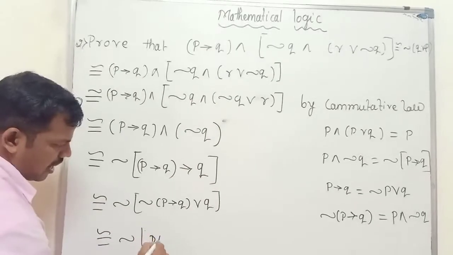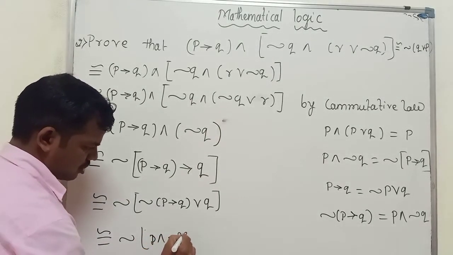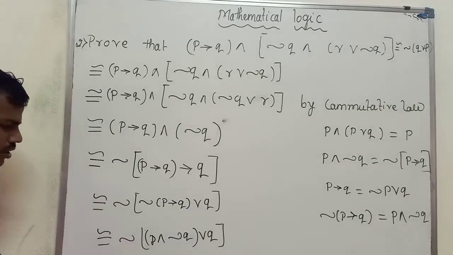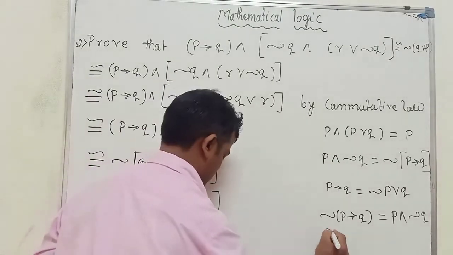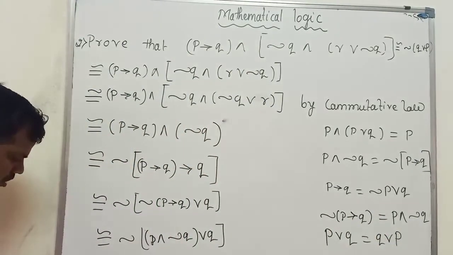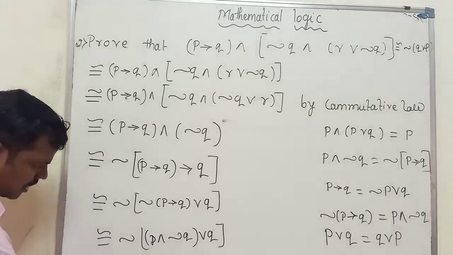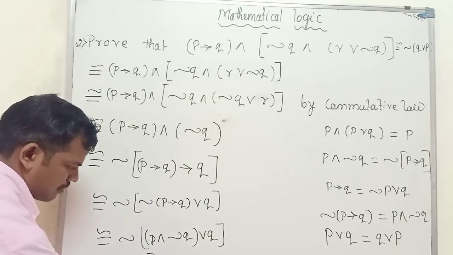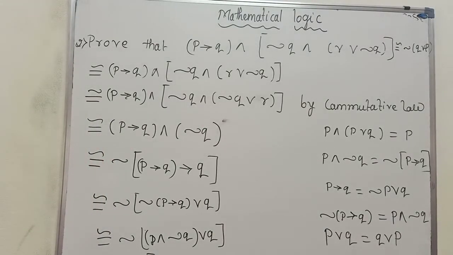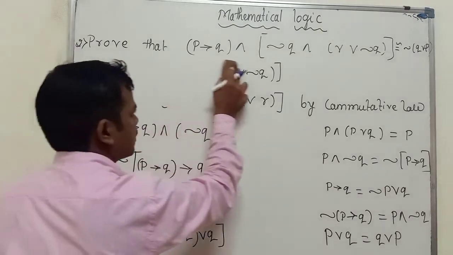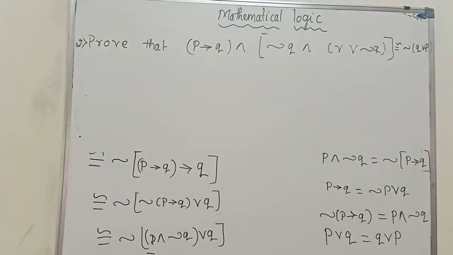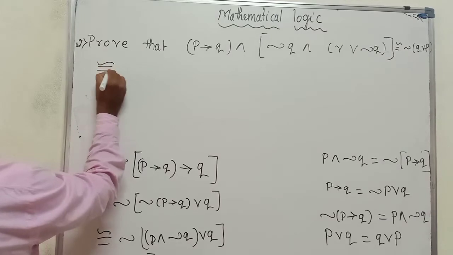So that is (P and negation of Q) or Q. Then we can use the commutative law, P or Q is equal to Q or P. By that law it is logically equivalent to Q or (P and negation of Q). Next we can distribute; the final step we have to do is the distributive law.